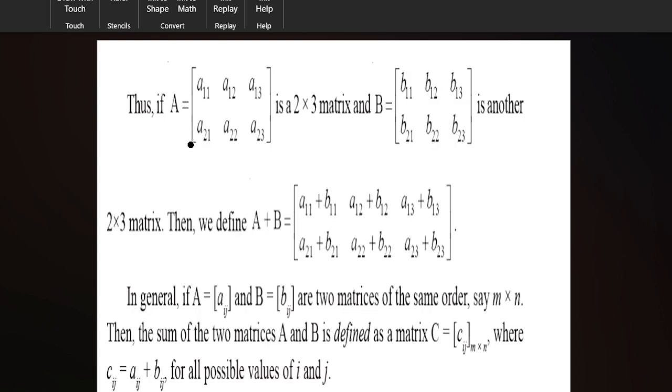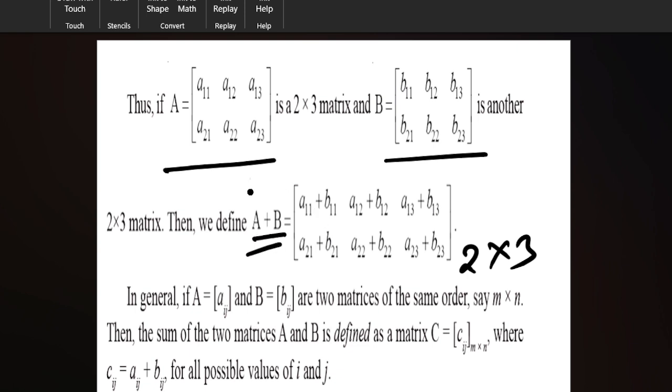For example, here we are taking A as a matrix of 2 by 3 and B as a matrix of 2 by 3. So we can find A plus B by adding the corresponding elements. We get a matrix of the same order, 2 by 3. A plus B is another matrix of the same order as A and B. So we get A plus B by adding the corresponding elements: a11 plus b11, the first element; a12 plus b12, the second element of the first row; a13 plus b13, the third element of the first row. Like that we can find out.